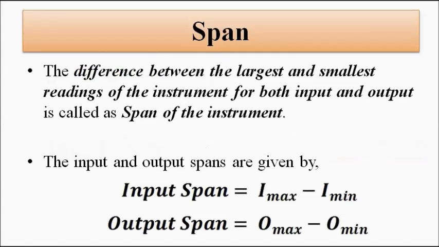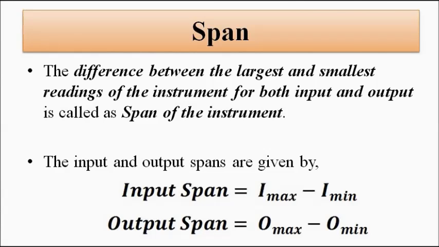Now span is also related to range, the same thing, but it's just a different mathematical interpretation. It is the difference between the largest and the smallest readings of the instrument, the maximum and minimum values, for both the input and output. It is called the span of the instrument. So there are two spans, input span and output span. The input span is the difference between the maximum value of the input and the minimum value of the input which is applicable for that instrument. The output span is the difference between the maximum value of the output and the minimum value of the output for that instrument. Okay, so it corresponds to range. The maximum and minimum values are specified by the range of the instrument. So the difference between the maximum and minimum values is called span.